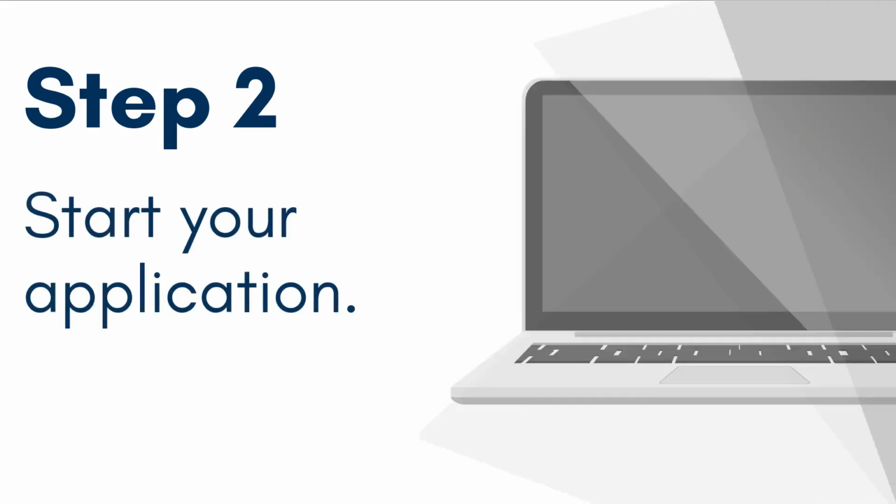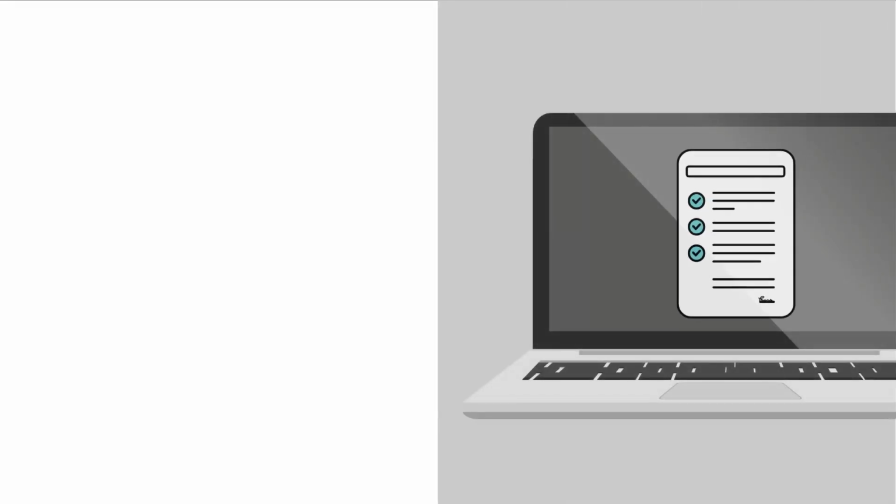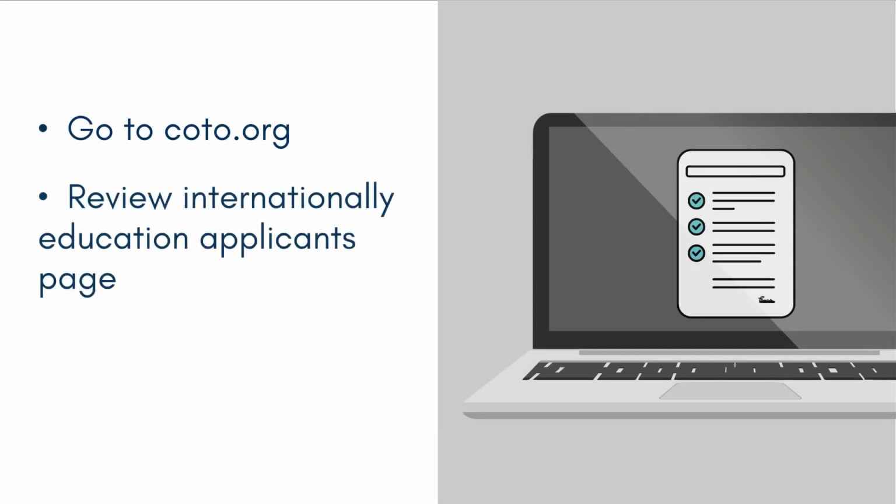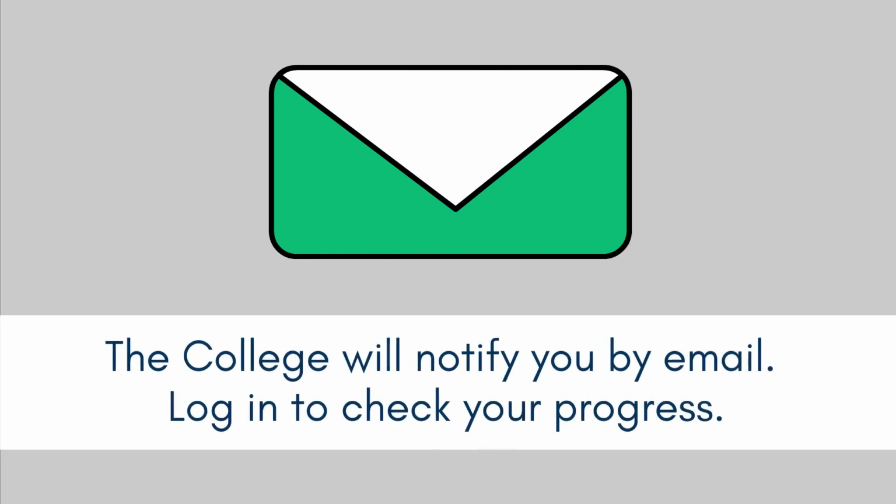If your education is equivalent, you can move to Step 2, starting your application. To do so, you must complete an online application. The college website has a section dedicated to internationally educated applicants. Review that information and then complete the online application. After you submit the application, the college will email you to notify you to log in and check your progress online.